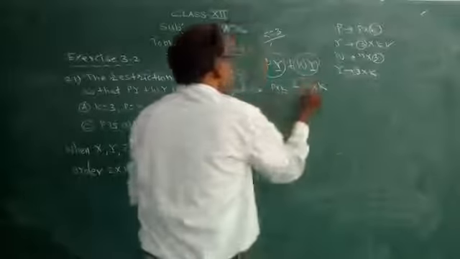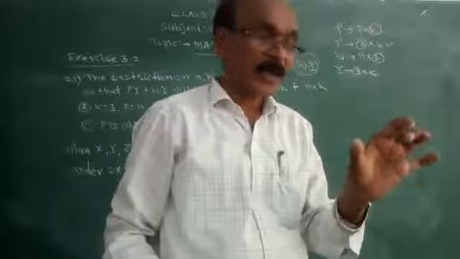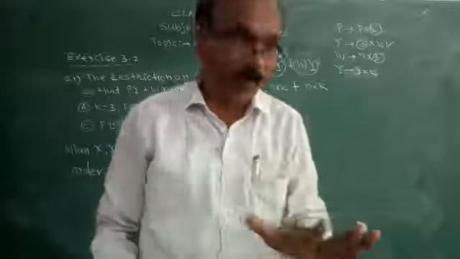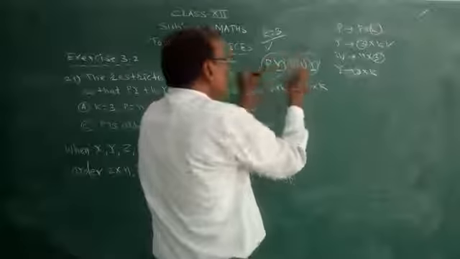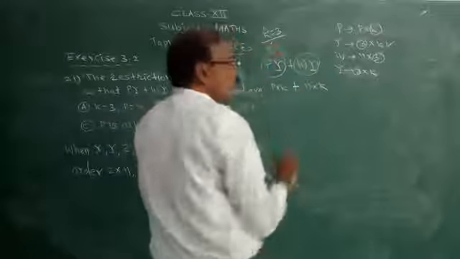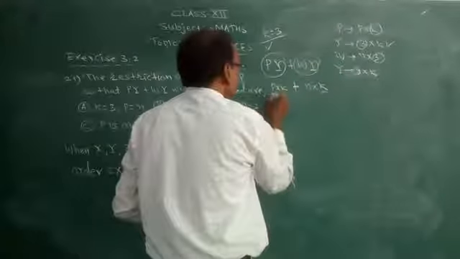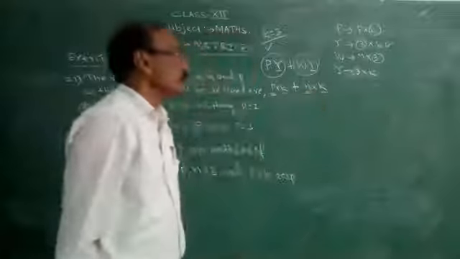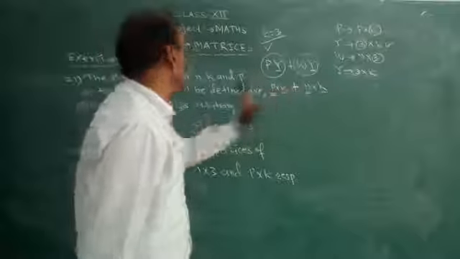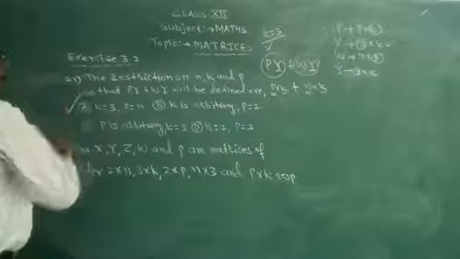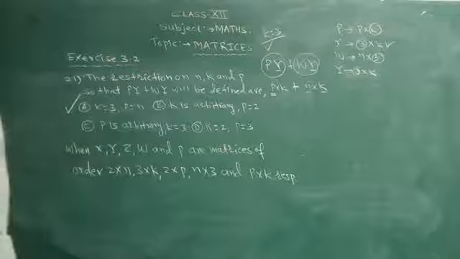Now this addition will be defined. We know that only two matrices of the same order can be added. So these two products will be added if and only if the orders of Py and Wy are the same. K is fine, but P should equal N. So the first condition: K should equal 3 and P should equal N. This is the correct answer.